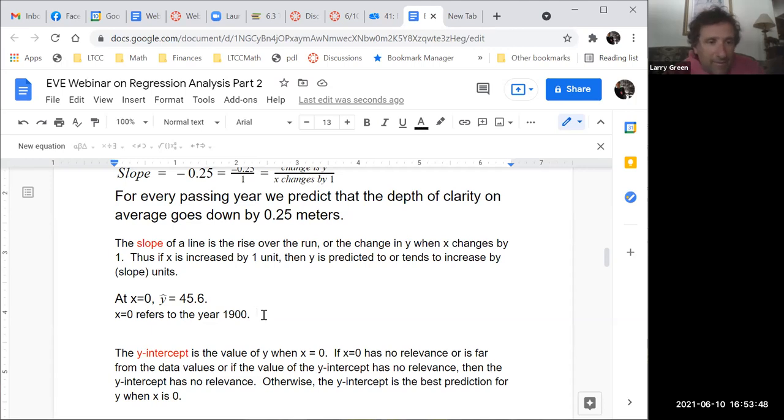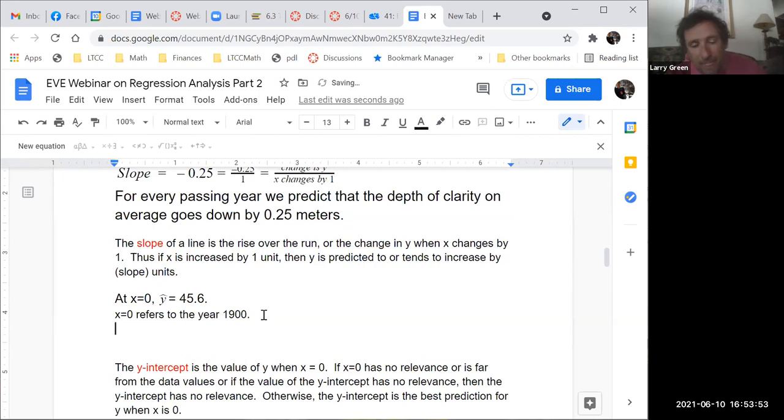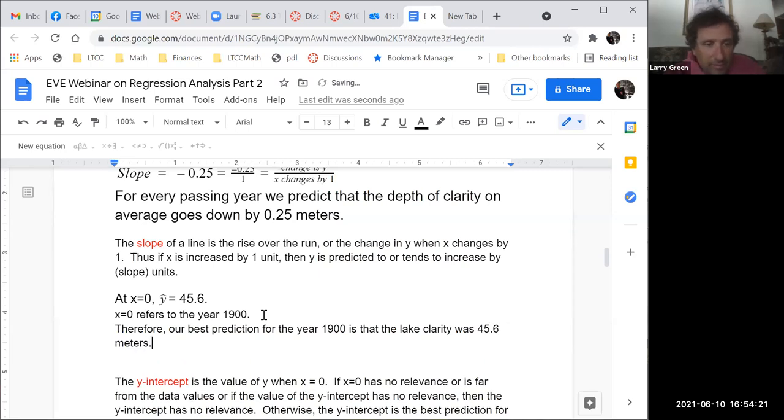Okay, y hat is 45.6. So we can say, therefore, our best prediction for the year 1900 is that the lake clarity was 45.6 meters. Okay, there's an issue with this. Anyone know what the issue is? Why this statement actually isn't really valid?